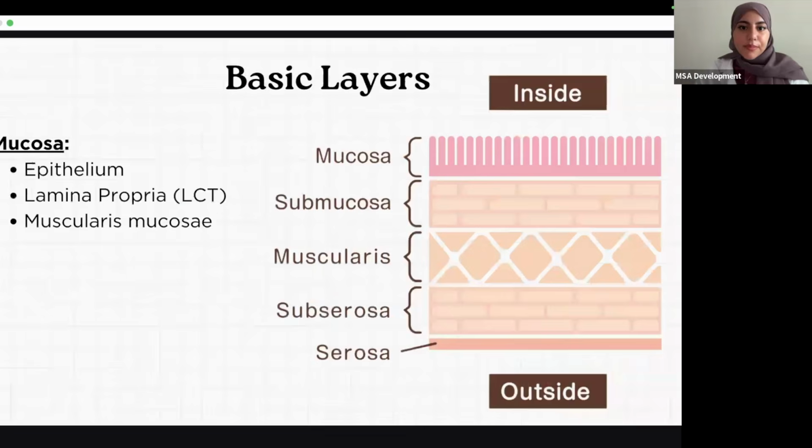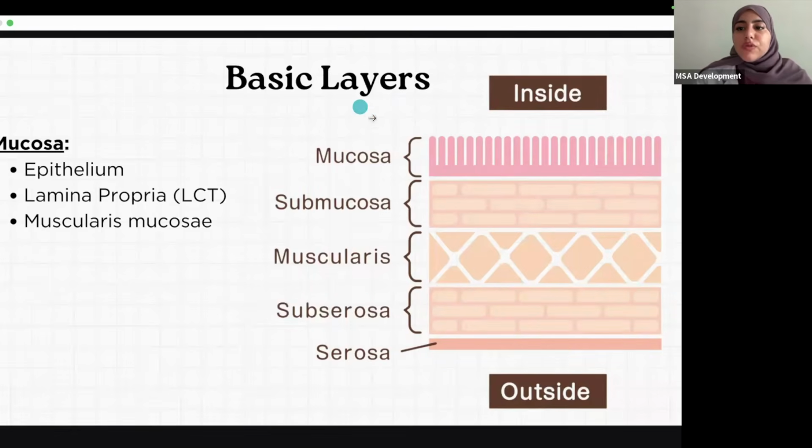Before we go into anything, we have to understand the basic layers of histology in the GI, because in some places it lacks a certain layer, in some places it has more of it, and in some places it changes. So this is a template I'm giving you. It starts off with mucosa, submucosa, muscularis, subserosa, and serosa.